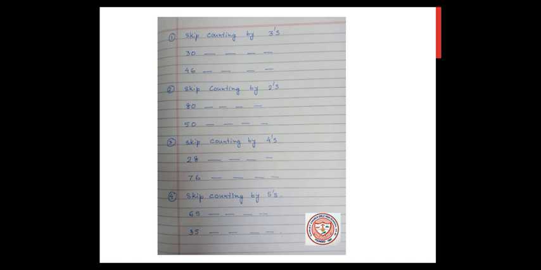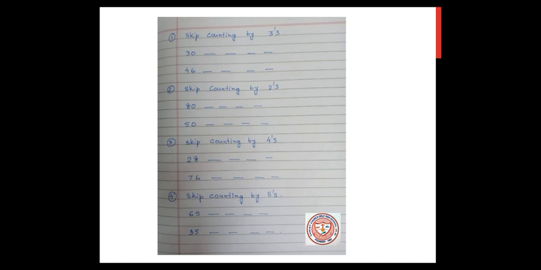Skip counting by 4s, 28. After 28, which number comes? 76. After 76, which number comes? Skip counting by 5s, 65. After 65, which numbers come? 35. After 35, which numbers come?